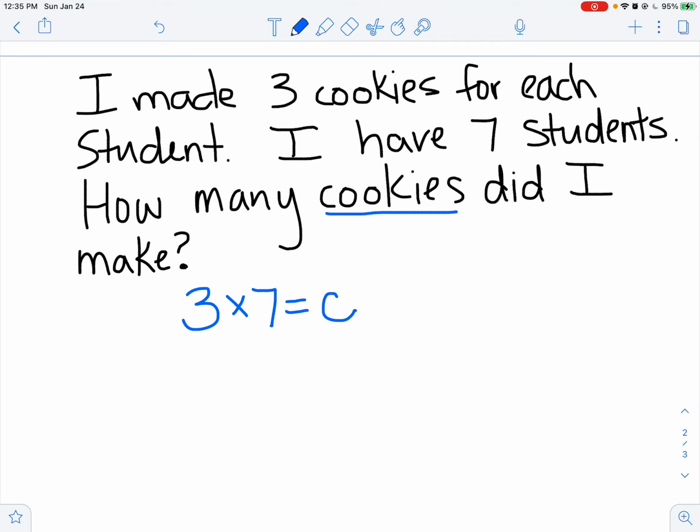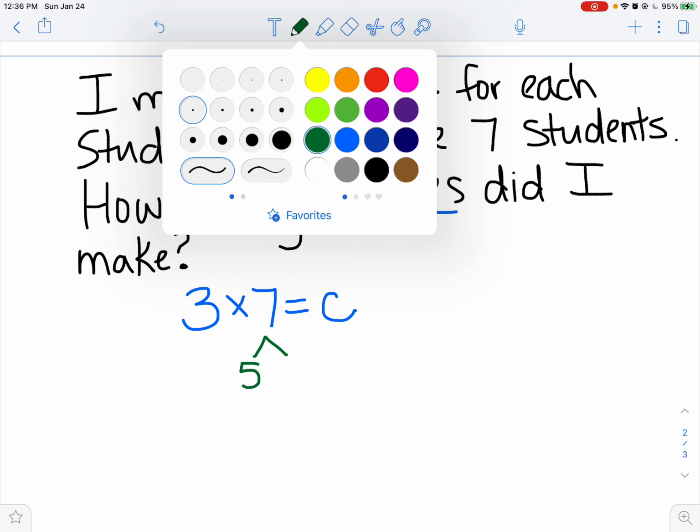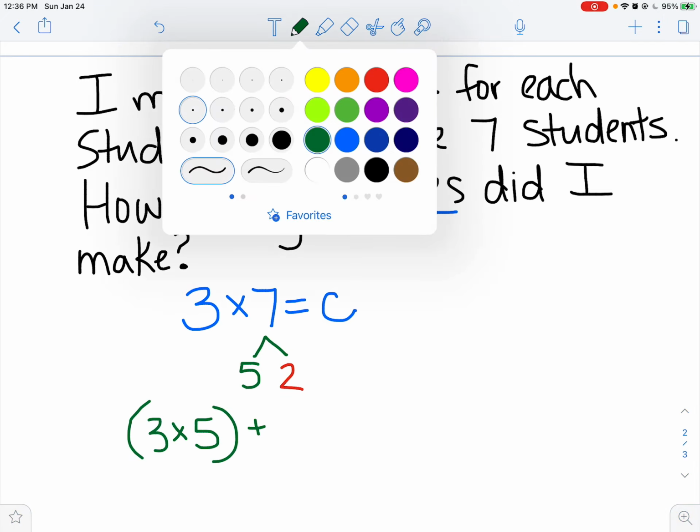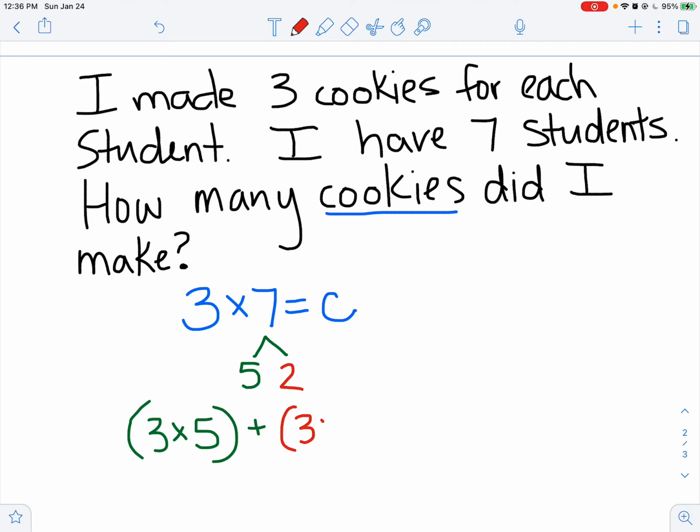Okay, so now I'm going to use my distributive property. We've learned that. Let's apply it. I'm going to break that 7 up into something way easier. A 5 and a 2. Let's put it in different colors just so we remember how to do this. Okay, so now I'm going to do my 3 times 5 in the green. And I'm going to do my 3 times 2. Remember, taking the other factor and multiplying it by both parts.